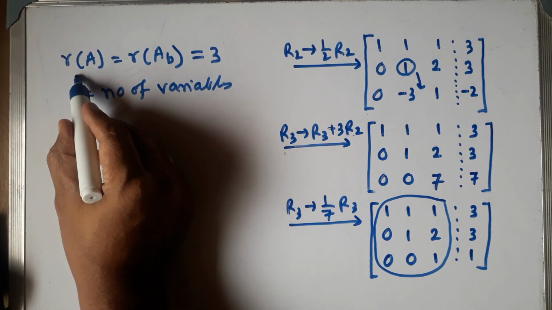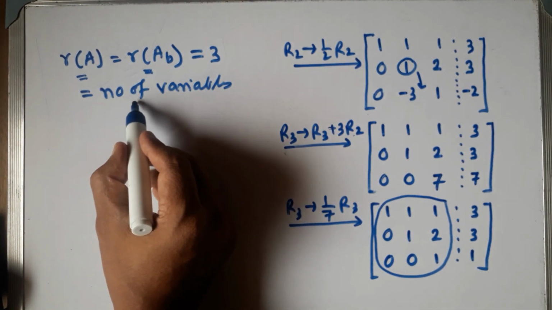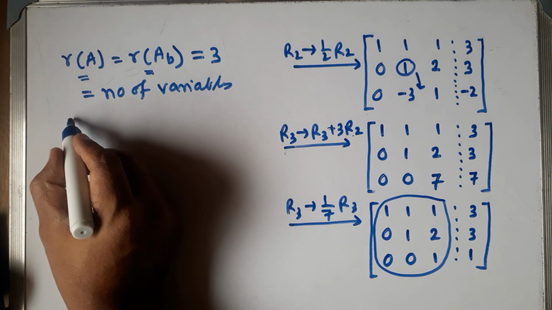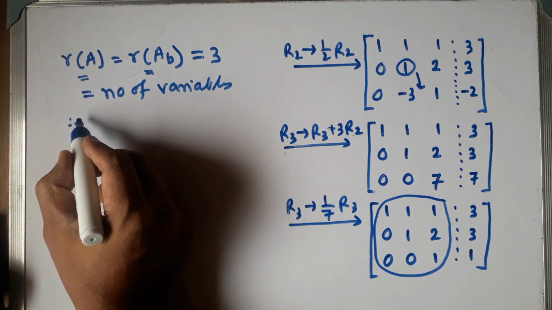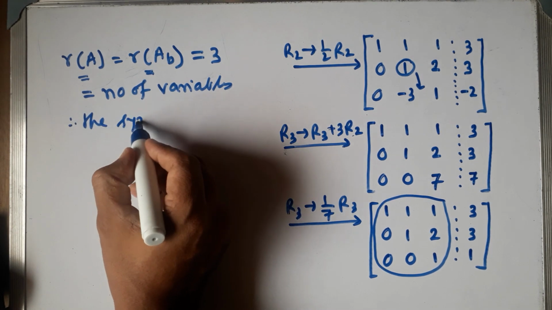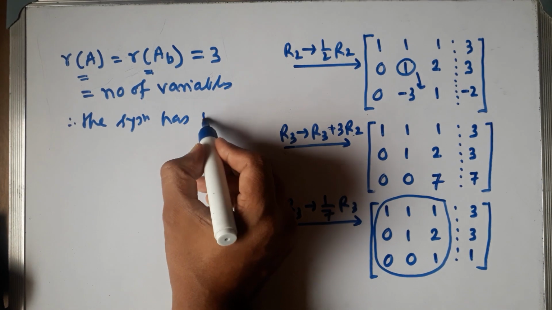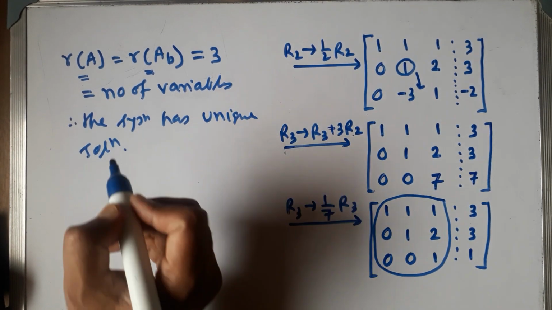When rank of AB is equal to the number of variables, then the system will have a unique solution. Therefore, the system has a unique solution.